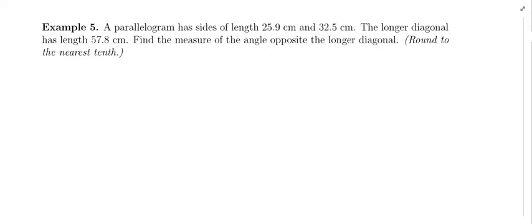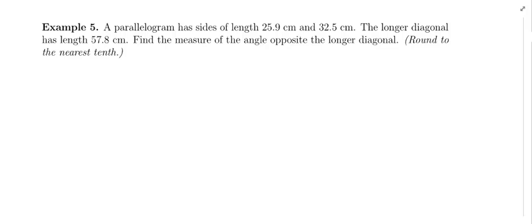Example 5. A parallelogram has sides of length 25.9 centimeters and 32.5 centimeters. The longer diagonal has length 57.8 centimeters. Find the measure of the angle opposite the longer diagonal. Round to the nearest tenth.